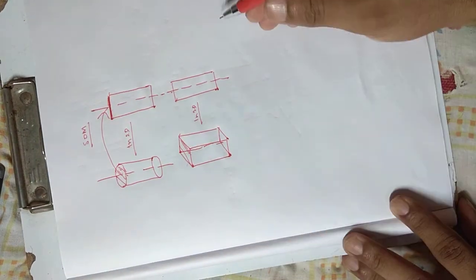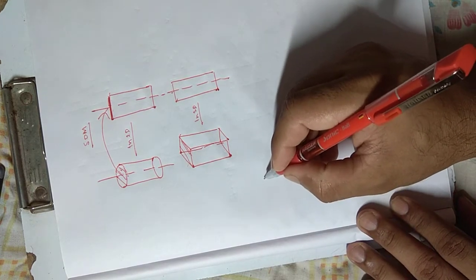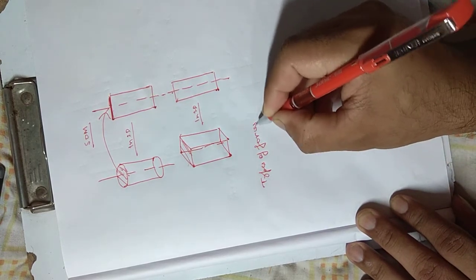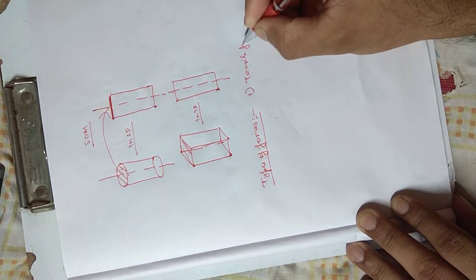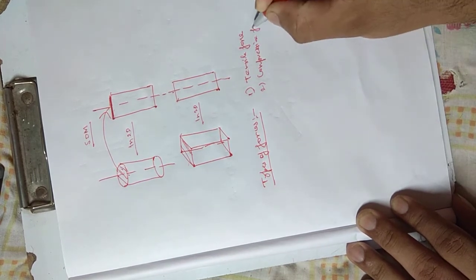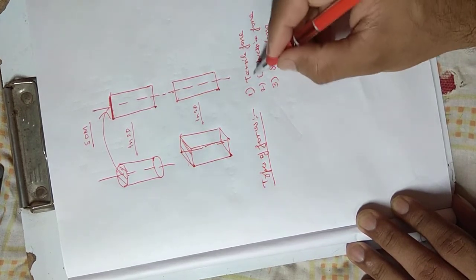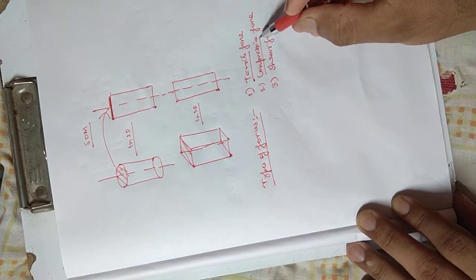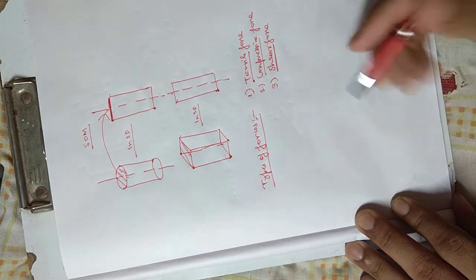Okay, so now I will proceed with the different kinds of forces. One is your tensile force, second is your compressive force, and third is your shear force. The nature of the first force is tensile, which means it tries to elongate the member. The second is compressive, it will try to compress the member. This is the shear force, which means it tries to shear off the sections.